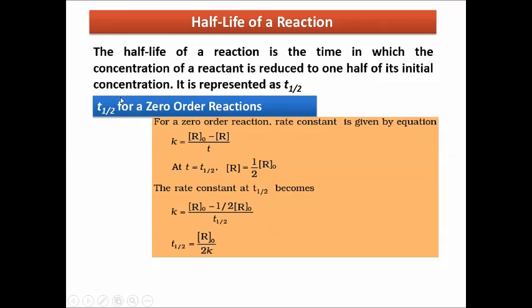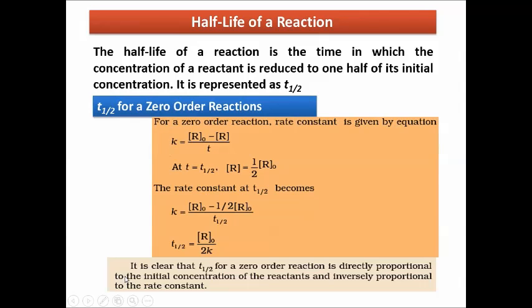If we substitute this value in our zero order rate equation, then we can write K is equal to R0 minus, instead of the concentration R, 1 by 2 R0, by time T half. After calculating, you will get what? R0 by 2 T half. That is the K value you are getting. Just rearranging the equation, we get T half is equal to R0 by 2K. This is our half-life for a zero order reaction.